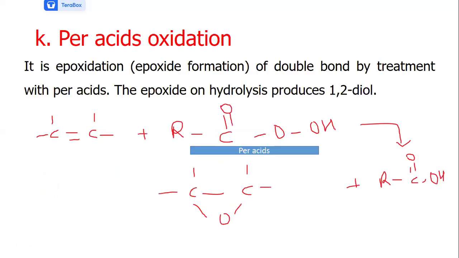Peracid oxidation. It is the epoxide formation from the double bond by treatment with peracids. The epoxide on hydrolysis produces a 1,2-diol. Alkene, this is the peracid, and it forms these epoxides.